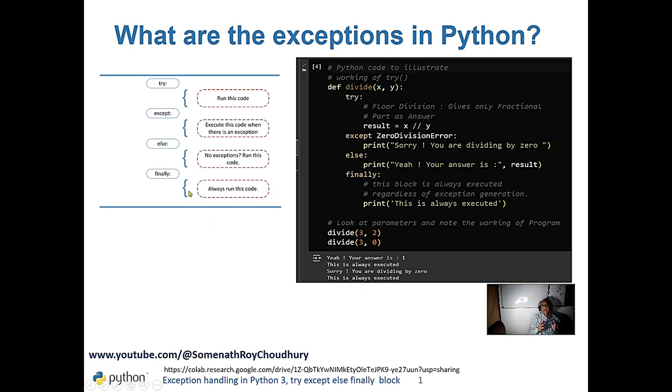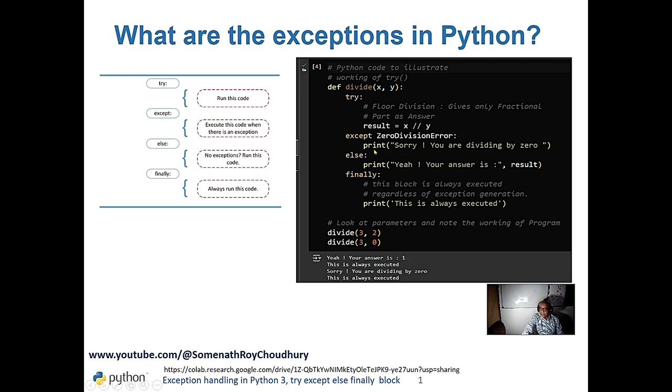An example is closing a file. In any case, any open file should be closed whenever you are coming out of the system. So that should be put in the finally block. The same example is shown here: divide x by y. Whenever it is divided, 3 by 2 is okay, and the result is 1, and with 3 by 0, you cannot divide by 0, so this except clause will be handled, this particular line, and it will print "sorry, you are divided by 0."